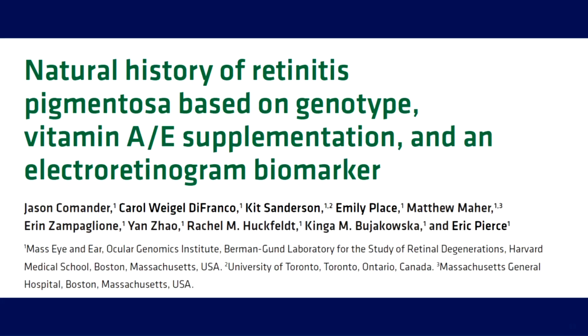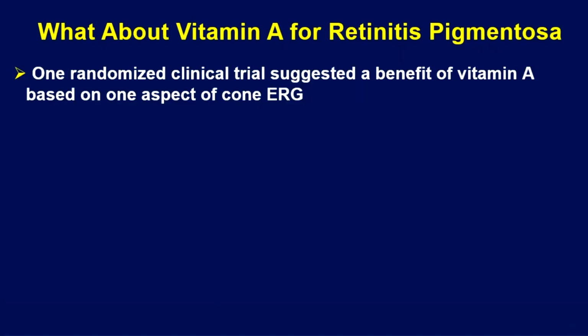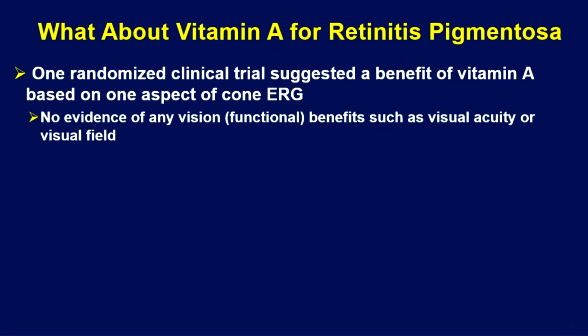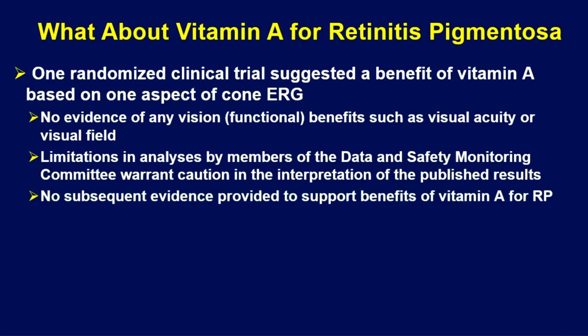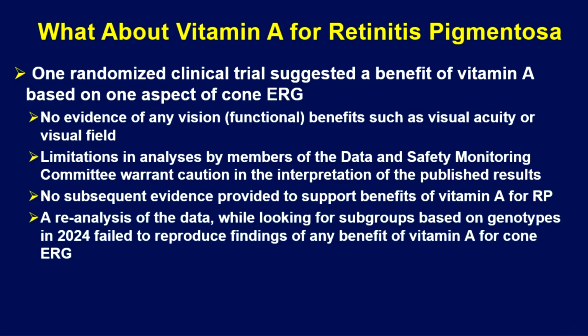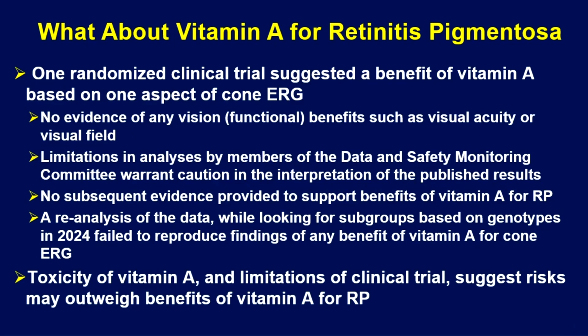And finally, last year investigators from Massachusetts Eye and Ear Infirmary were looking at genotypes to see how this might affect this ERG biomarker from this trial, and were unable to duplicate the outcomes of showing a benefit of vitamin A. No evidence of any vision benefits, and the limitations noted by the Data Monitoring Committee warrant caution to conclude that vitamin A is of any benefit. There's no subsequent evidence that it's of benefit, and the reanalysis failed to show that it was any benefit. And of course, vitamin A has toxicities.